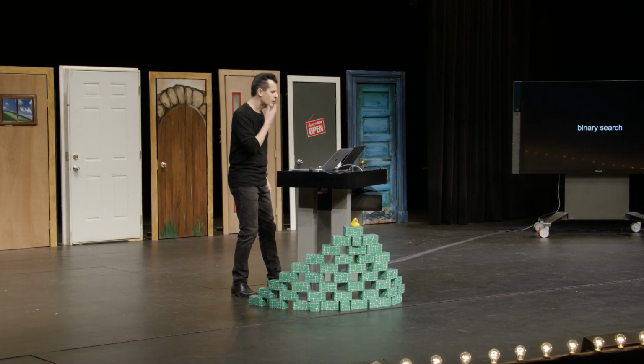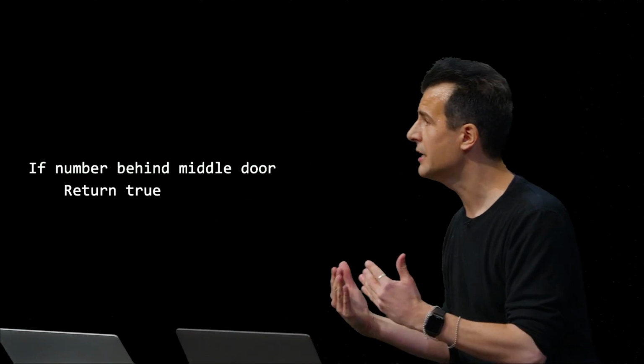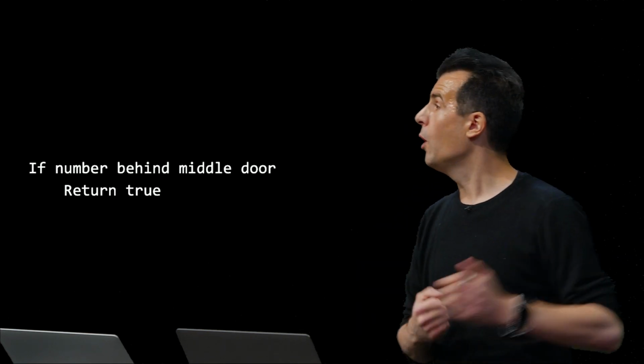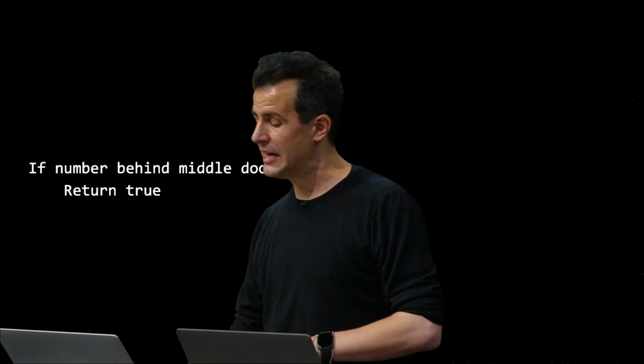So let's consider now a little more algorithmically how we might implement this. So with binary search, let me propose this pseudocode. If the number is behind the middle door, return true. We found it. So if we got lucky, then we might very well have found the number 6 behind the middle door, and we would have been done. But that didn't happen. And in the general case, that probably won't happen.